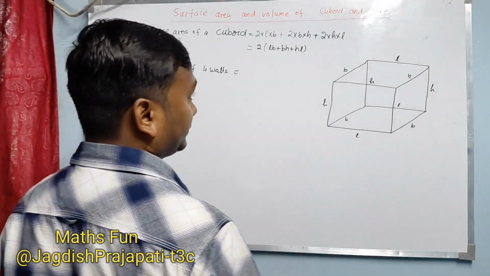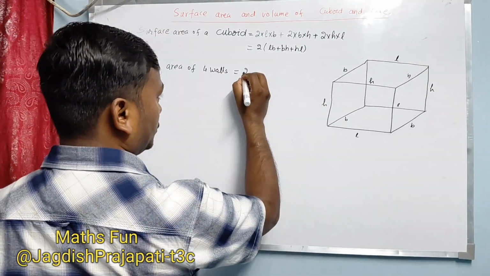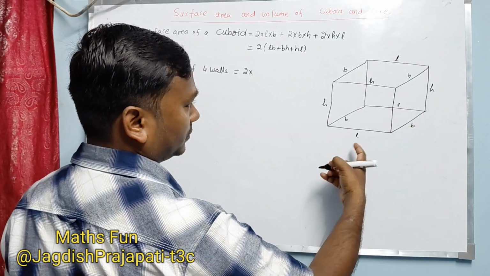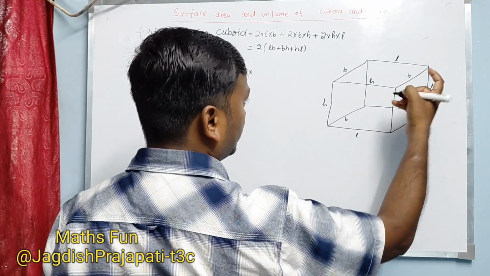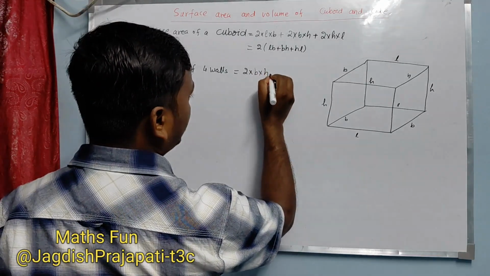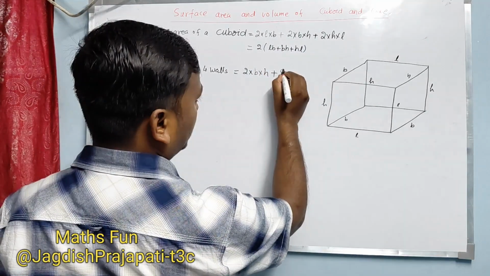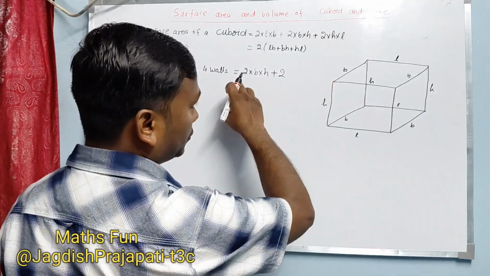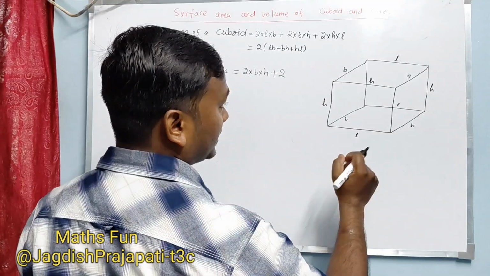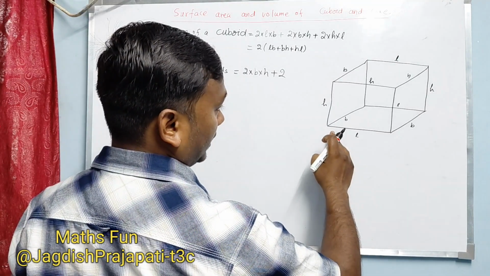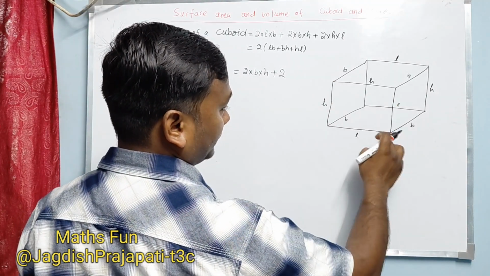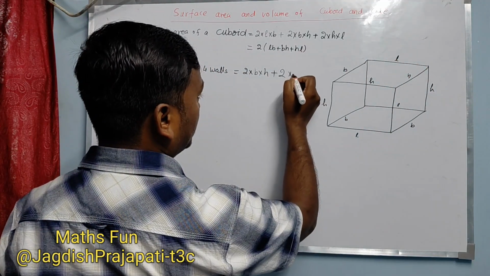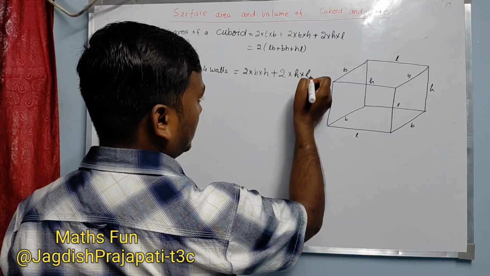That will be 2 times of, this is left out, so that will be B into H, plus V into H, and this is V into H, so 2 times. Okay, and 2 times H into L, this one and this one, the outer back side face. So 2 into H into L.